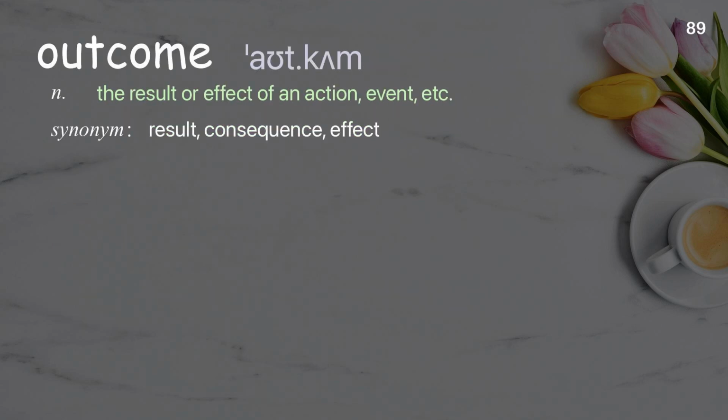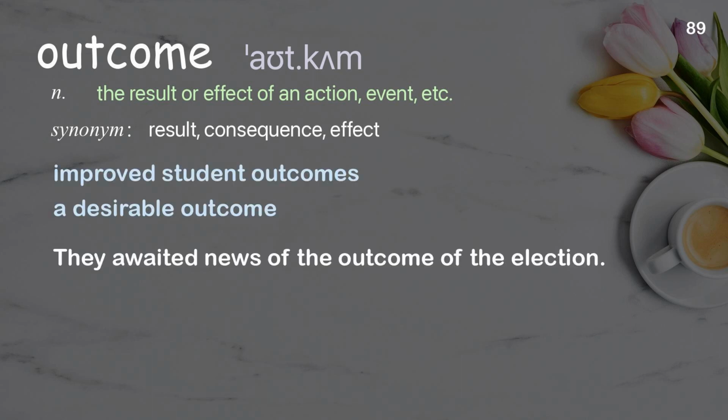Outcome: The result or effect of an action, event, etc. Examples: Improved student outcomes. A desirable outcome. They awaited news of the outcome of the election.